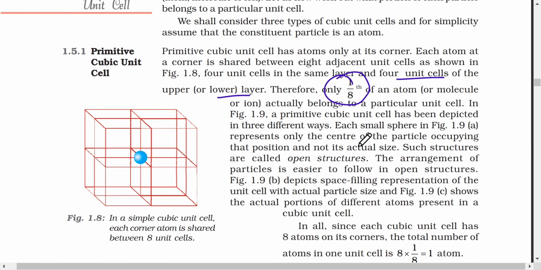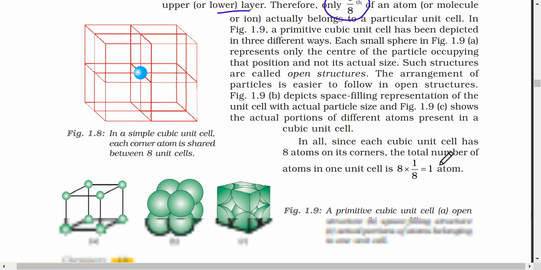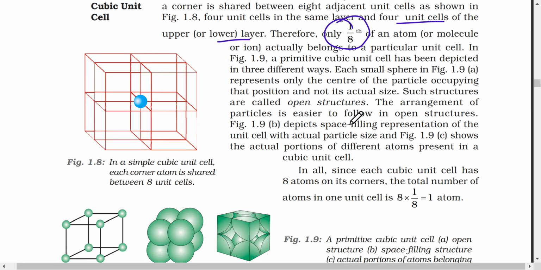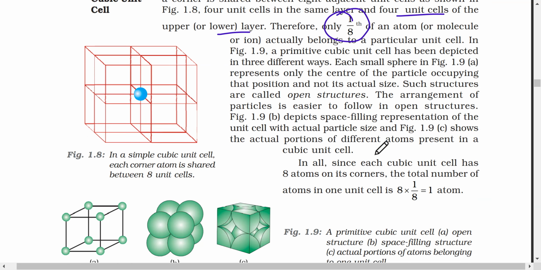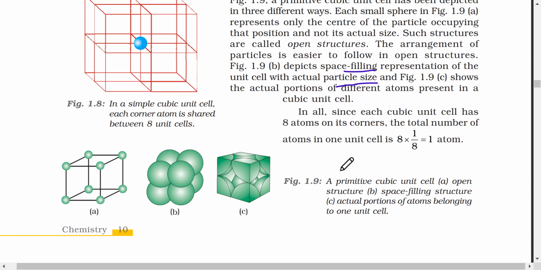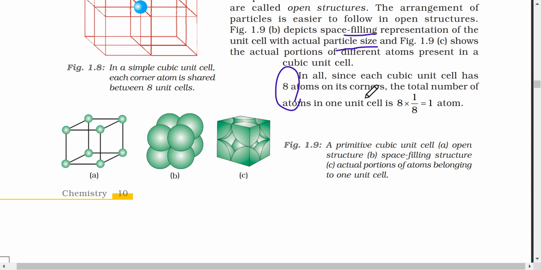In case of the primitive one, at the corner. A primitive cubic unit cell has been depicted. Each small sphere represents only the center of the particle occupying that position and not its actual size. Such structures are called open structures. You can see over here. The arrangement of particles is easier to follow in open structures. Figure 1.9b depicts the space filling representation of the unit cell with actual particle size. In all, since each cubic unit cell has 8 atoms at corners, okay? And how many corners does a cubic unit cell have? 8.